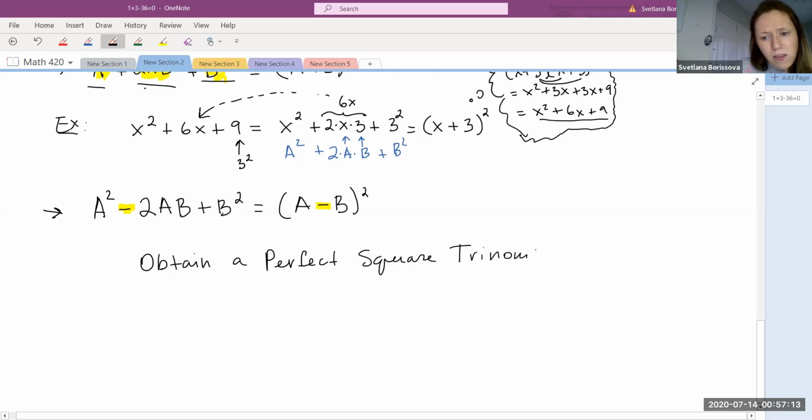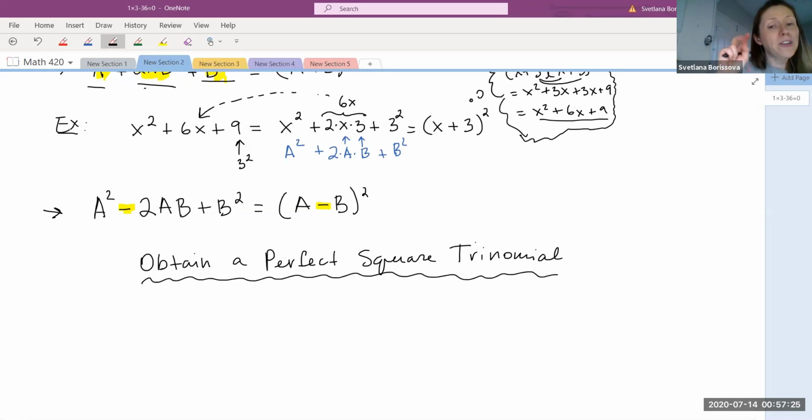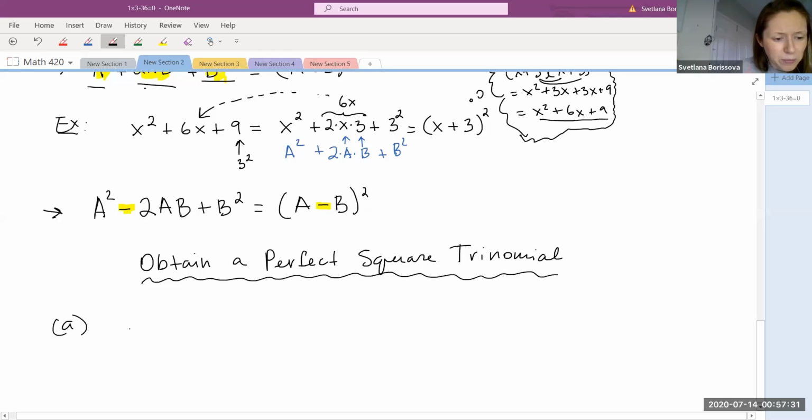trinomial. The reason it says obtain a perfect square trinomial is because I'm not going to give you a full trinomial. It has 3 terms, right? That's where the name comes from. I'm not going to give you all 3 terms. I'm only going to give you the first 2 terms, so it's going to be our first example. So for example, x squared plus 10x, and the question will be to obtain.